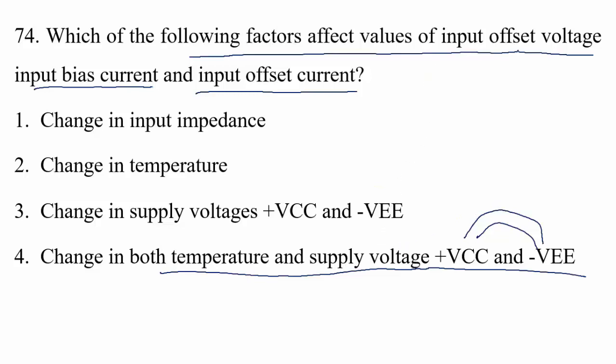So the factors that will affect input offset voltage, input bias current and input offset current are change in both temperature as well as supply voltage. So the corresponding option is option 4 is correct.